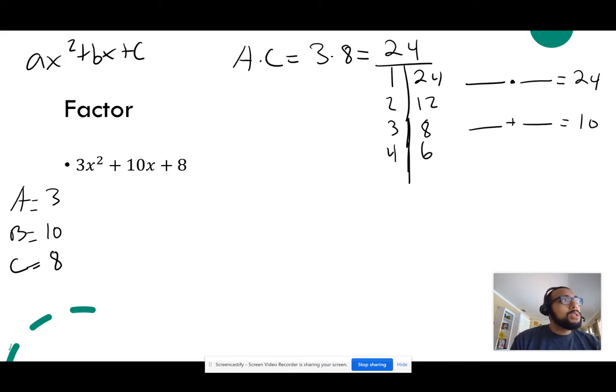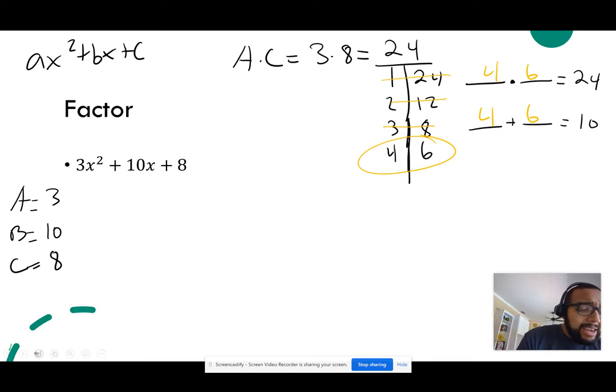1 plus 24 is 25, or 23 respectively if you subtract, so that won't work. 2 and 12 gets you 14, or 10, that won't work. 3 and 8 will get you 11, but that's not close enough. But what about 4 and 6? If I add them together, I get 10. And if I multiply, I get 24.